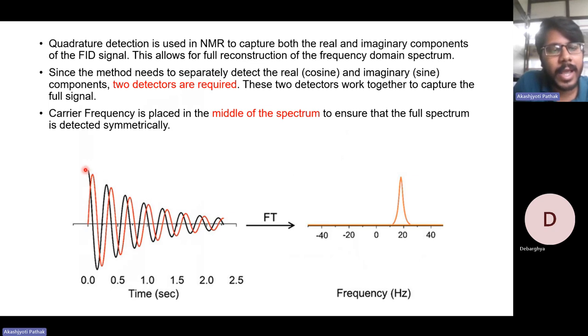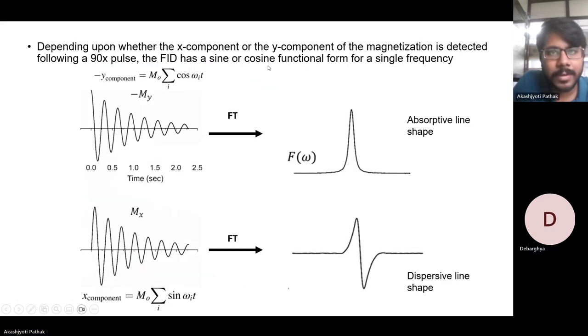This is the X component, and in the black profile, this is the Y component. So in quadrature detection, both this X component and... Can you go back to the last slide? Yeah. Can you explain to me how MX and MY, the magnetization from the X and the Y axis, right?